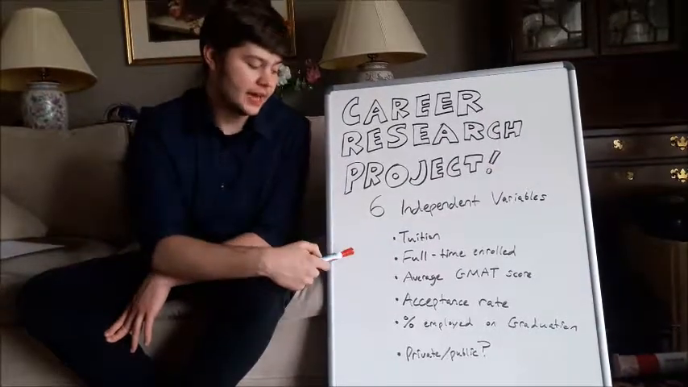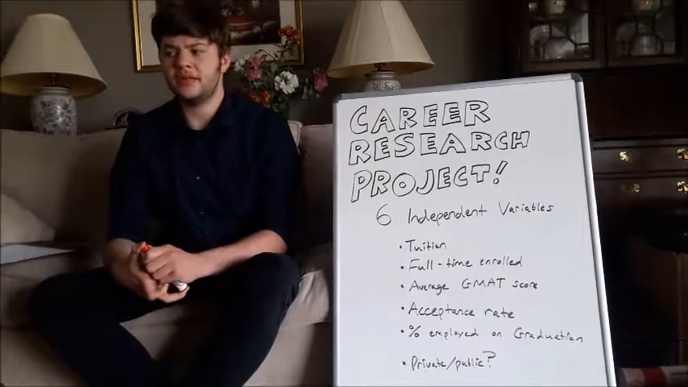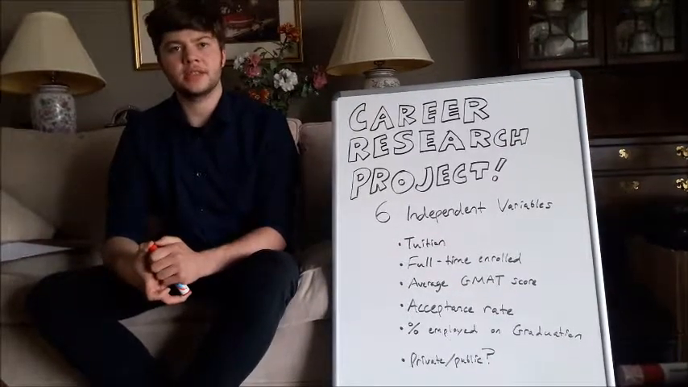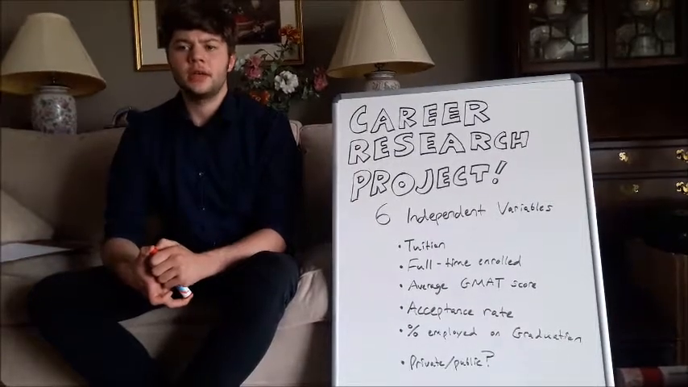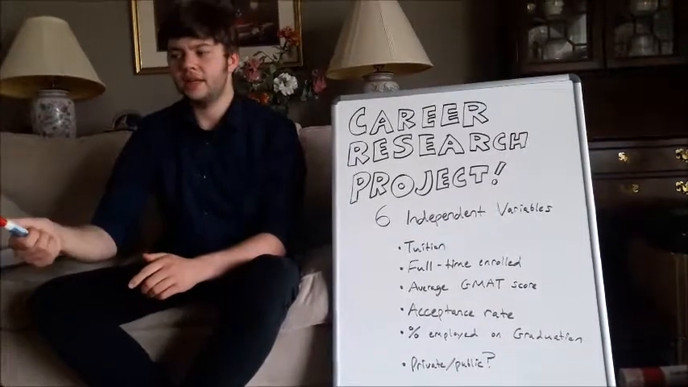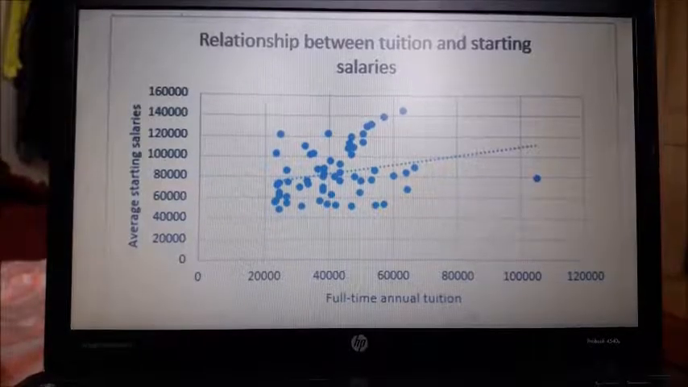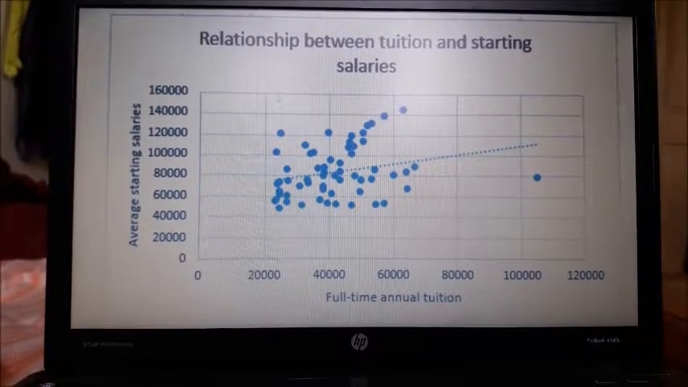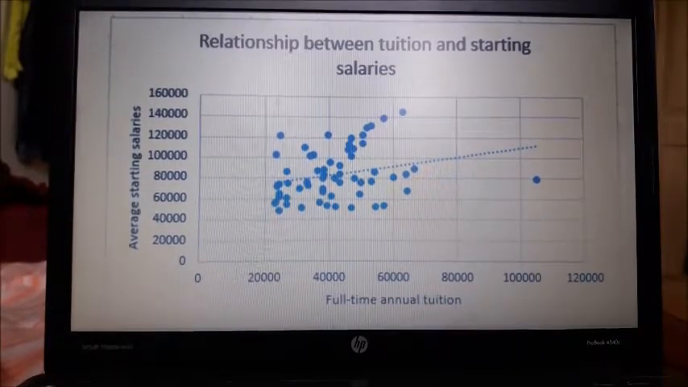To gather this data, I pulled 60 observations from a list of thousands from the U.S. News and World Report Best Colleges list. So we can see some of the interpretations of this data right here. To illustrate the relationships between the 6 independent variables I identified and average starting salary, I decided to put some graphs together to show you guys.